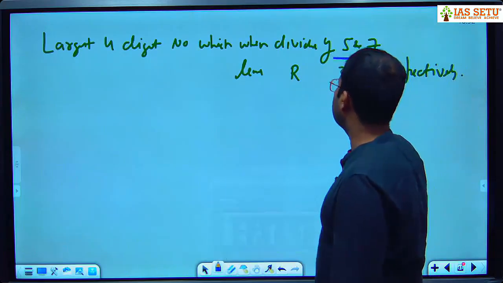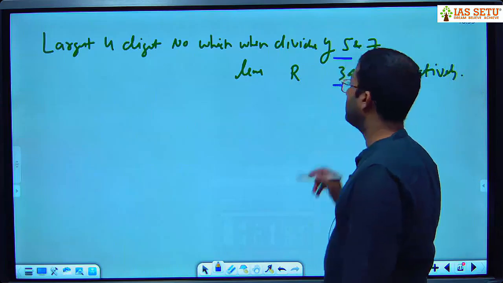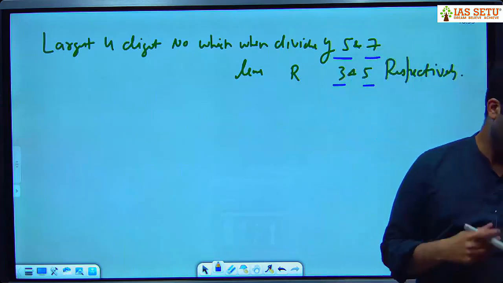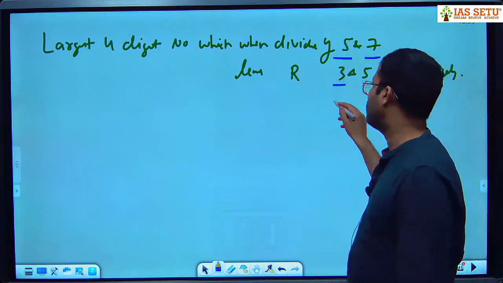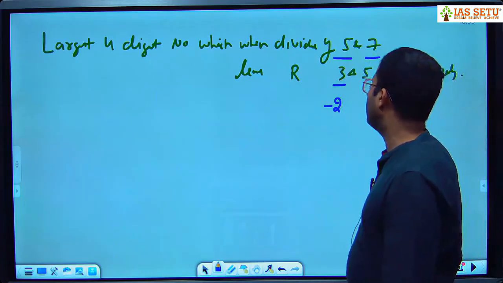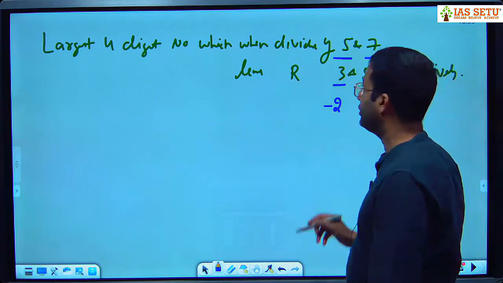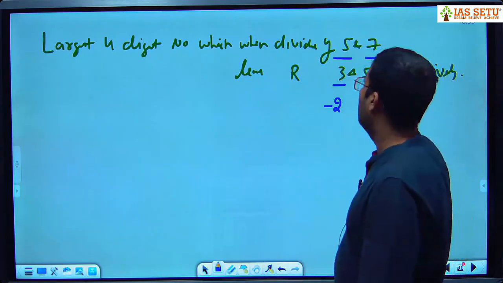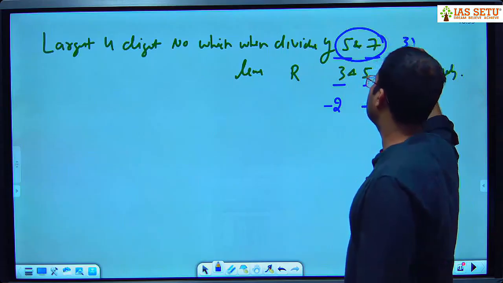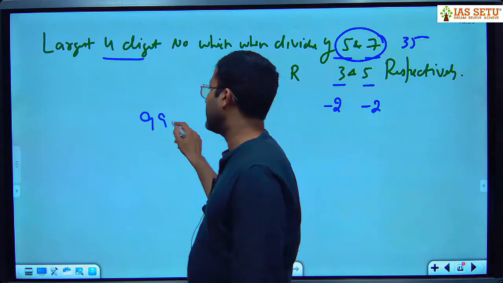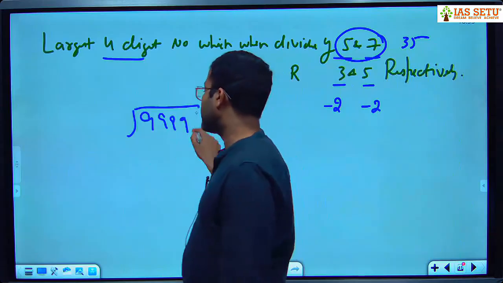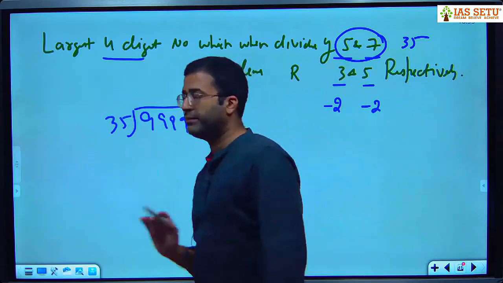When divided by 5, remainder 3. When divided by 7, remainder 5. So it means negative remainder will have. So when you divide by 5, positive remainder 3, negative remainder 2. When divided by 7, positive remainder 5, negative remainder 2. So what is LCM of 5 and 7? 35. What is the largest 4-digit number? 9999. So same step, first we have to find multiple of 35.